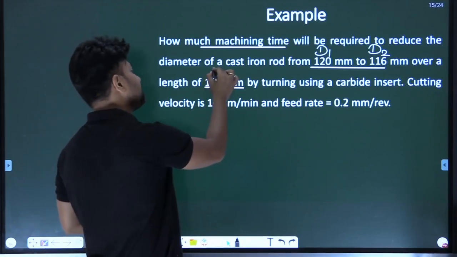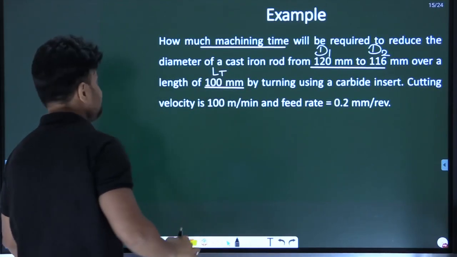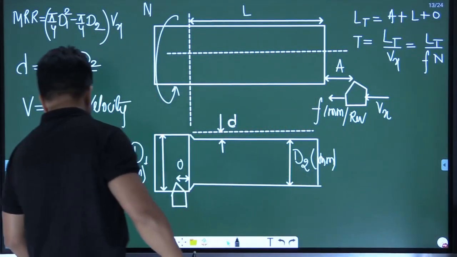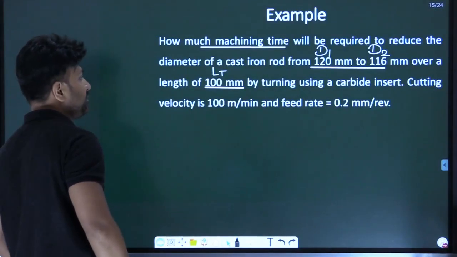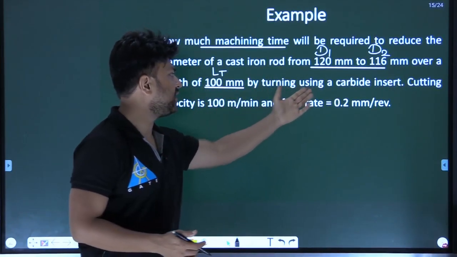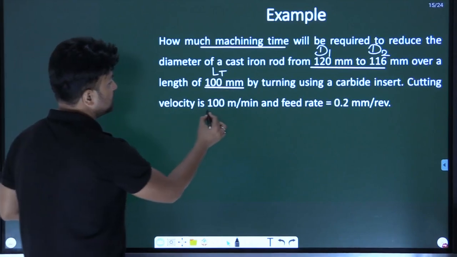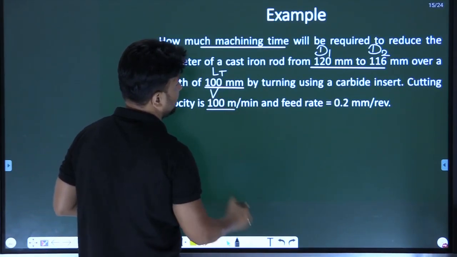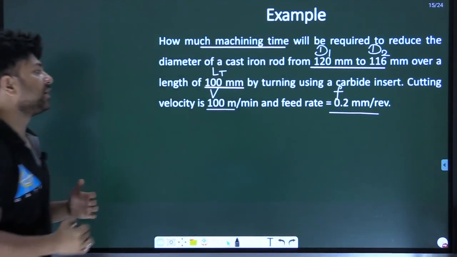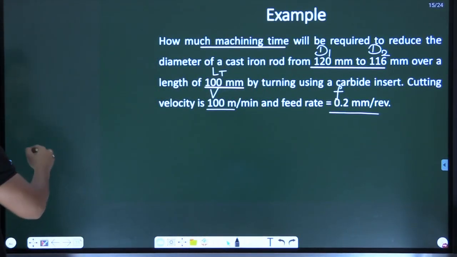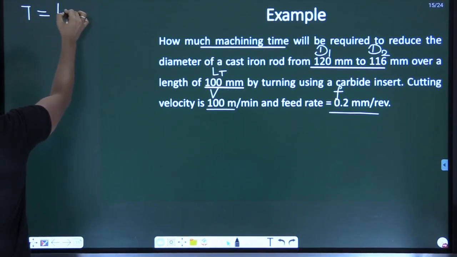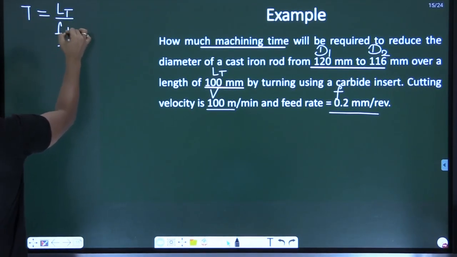So I will consider this is my total length. There is no need to worry about the approach or over travel, because he has given the total length. By a carbide tool, the cutting velocity V is given, and the feed rate F is given, that is 0.2 mm per revolution. You have to find the machining time. Very simple. Machining time is total length divided by F into N.